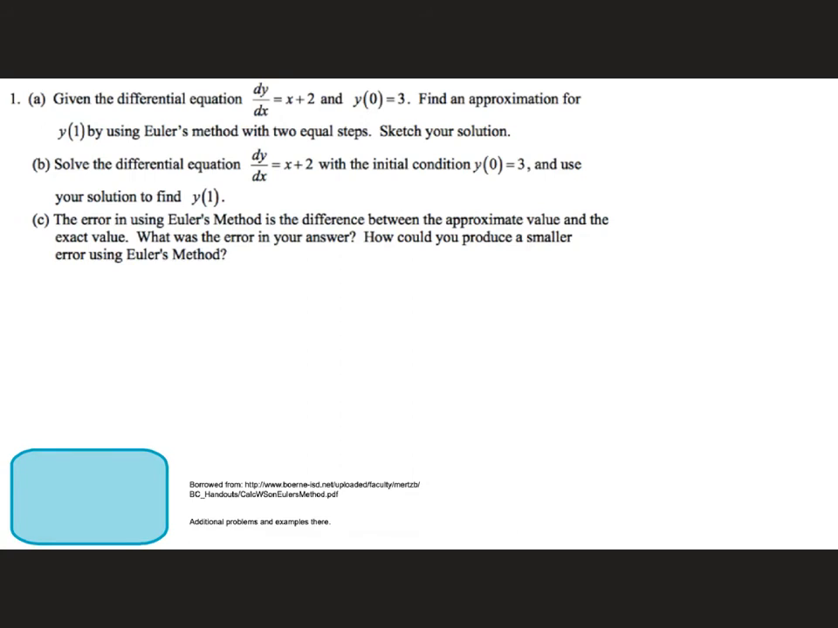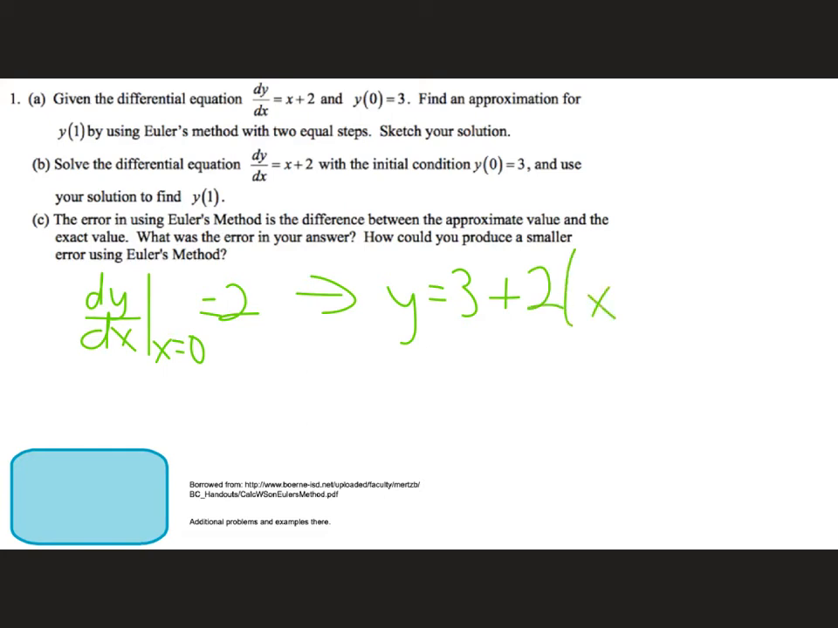All right, given the differential equation, find the approximation for y at x equals 1, with 2 steps. So 2 steps. So dy/dx at x equals 0 is 2. So then the tangent line is y equals the y value plus the slope, x minus the x value.